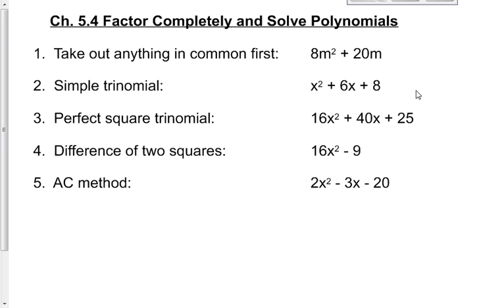Today we're looking at factoring completely all of our polynomials. This is section 5.4. So again, methods that we've looked at for factoring, we've got at least 5 different ways that we've talked about factoring. I want you to get all of these down in your notebooks.